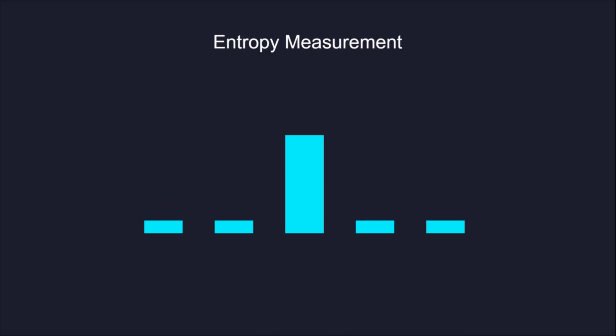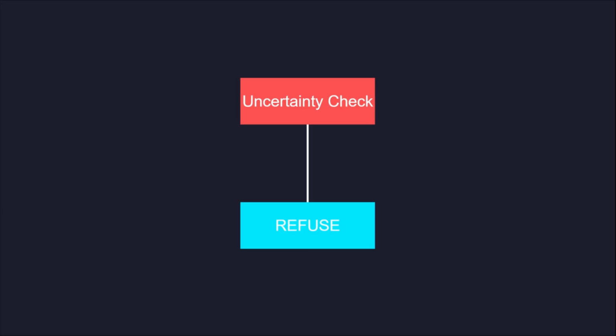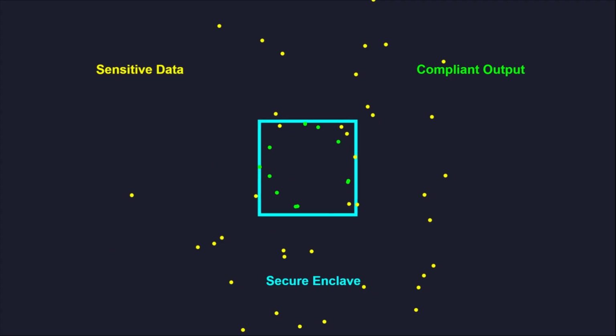Implement logit lengths or entropy measures to quantify the model's confidence. If the model is uncertain about a protocol step, it must refuse to answer. No model should be deployed unless it achieves a 99% adherence rate on the core safety protocols. This threshold is the final safeguard.